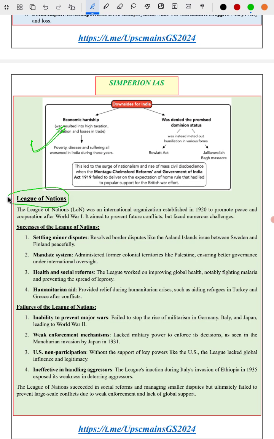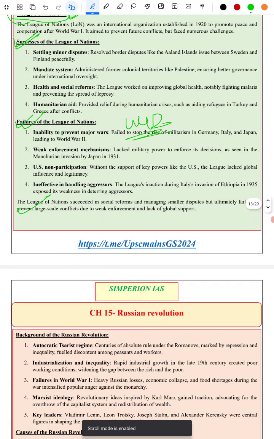Next is the League of Nations. After the Versailles Treaty, the League of Nations was formed for peace in the world. What are the successes and the failures of the League of Nations? It completely failed to prevent major wars. That is the reason World War II happened. And we have given a conclusion for the League of Nations.